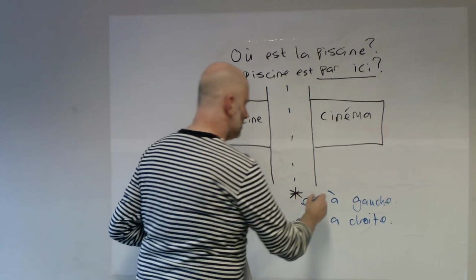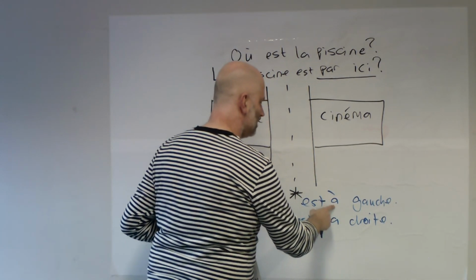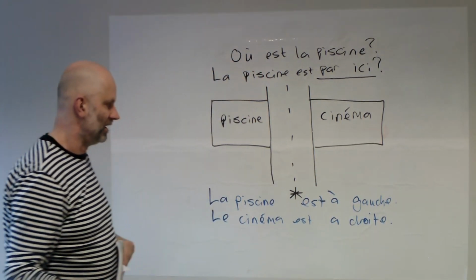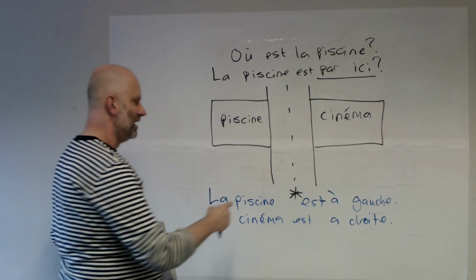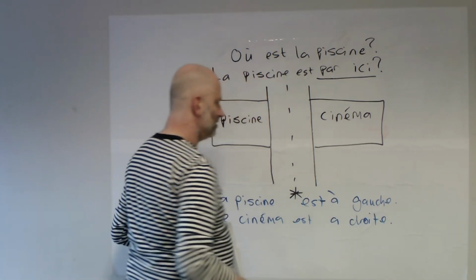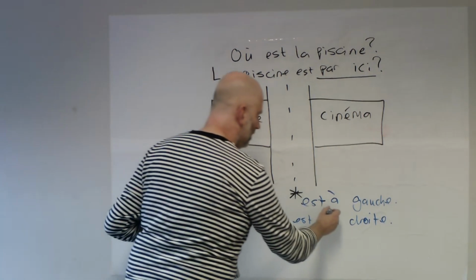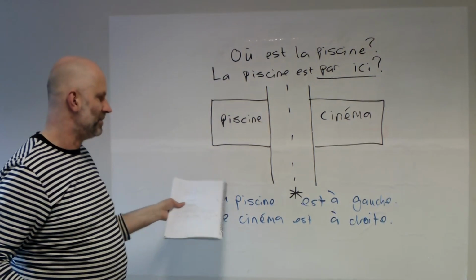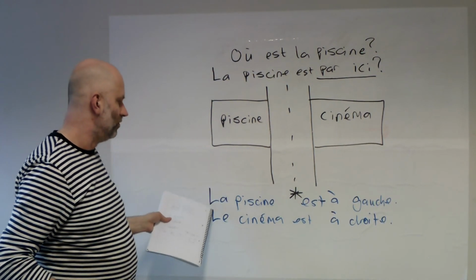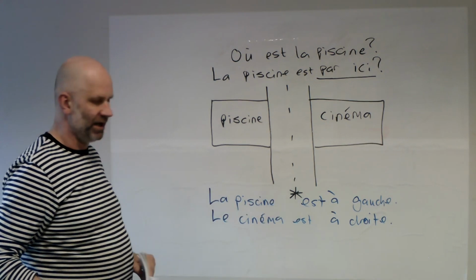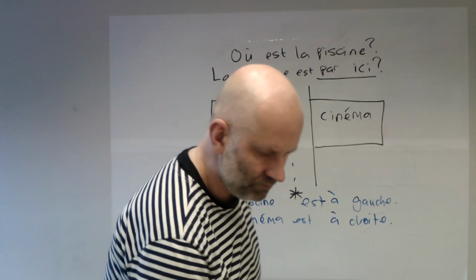Okay, so la piscine, you can say est à gauche or est à gauche. So with the T, you don't normally hear because the a is obviously a vowel sound. You can have a liaison. So est à gauche, est à droite. But it's not really necessary. You can just say la piscine est à gauche or le cinéma est à droite without the liaison.